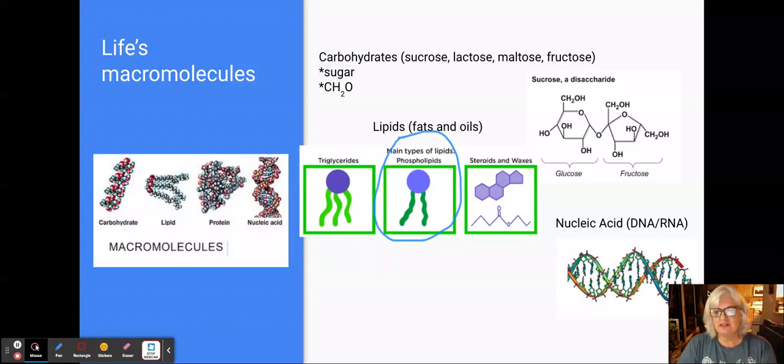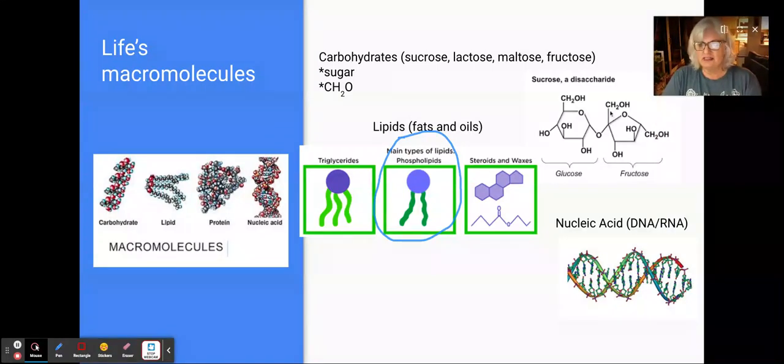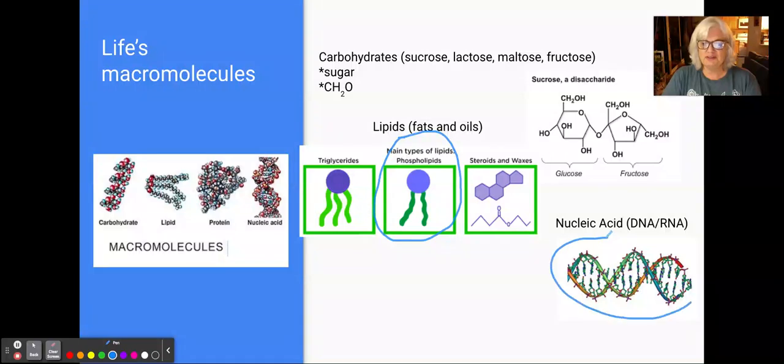Next, we have nucleic acids. This is DNA and RNA. So here's a beautiful picture of DNA. RNA we're going to learn about is a single strand. DNA is a double strand. But we're going to learn about what the building blocks are, what they do.